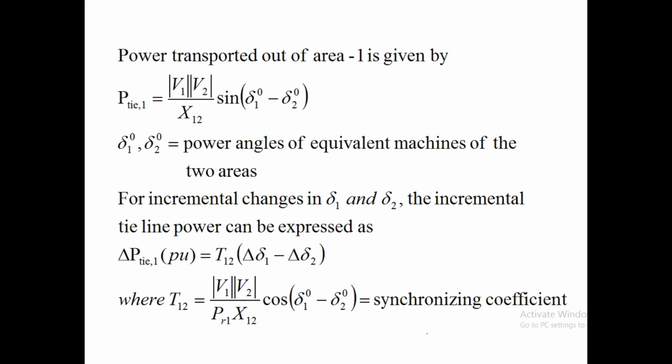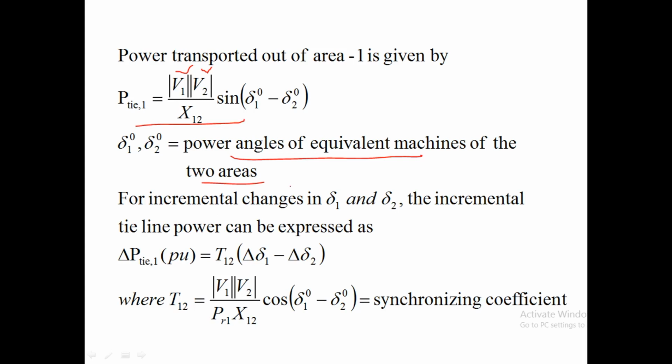Now we are checking how this tie line power flow is represented. Power transported out of area 1, that means tie line power from area 1 to area 2, is given by this expression. Area 1 has a voltage V1 and area 2 has a voltage V2. X12 is the reactance between them. Delta 1 and delta 2 are the power angles of the equivalent machines of the two areas. Then this is the tie line power flow.